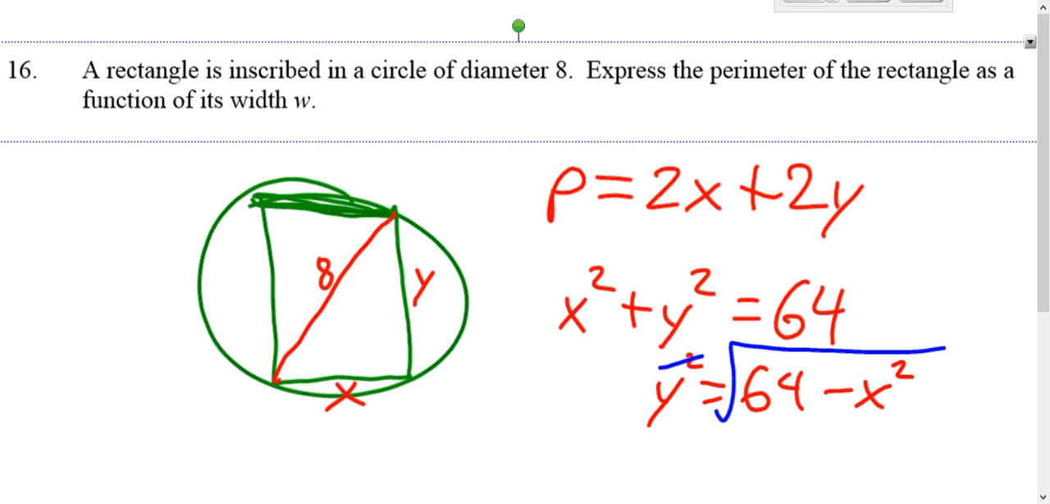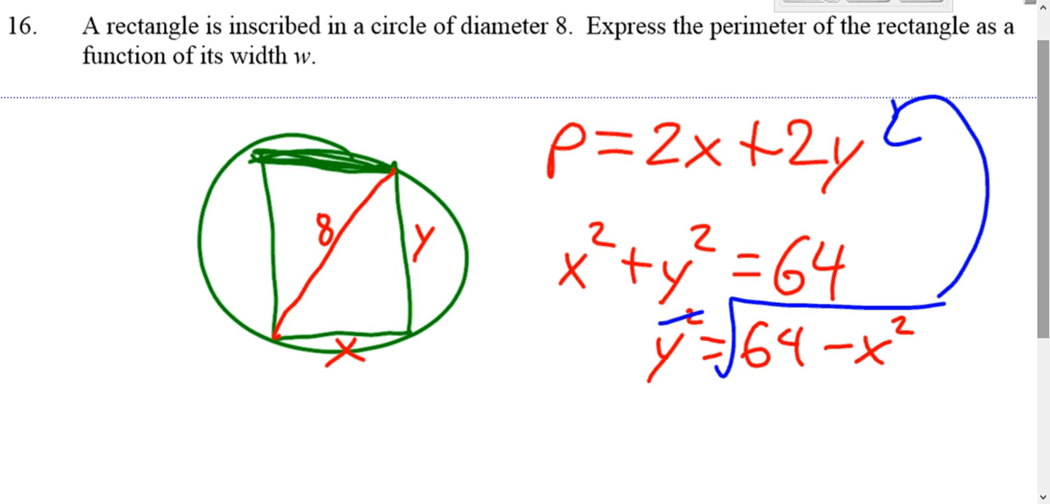We don't need the plus or minus in this case because if it was minus, we'd have a negative, and we can't have a negative length for the rectangle. So don't worry about plus or minus in this case. Take what y is, plug it into perimeter, and we'll have our formula.